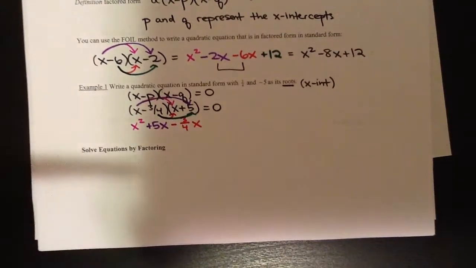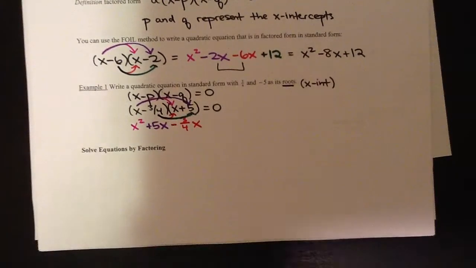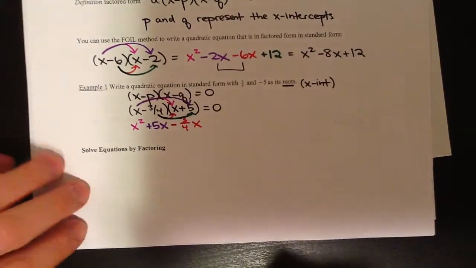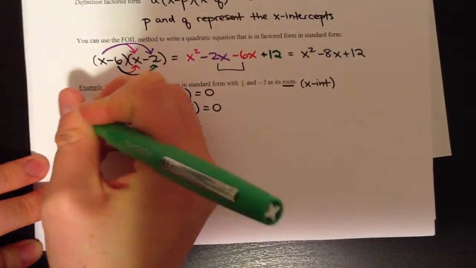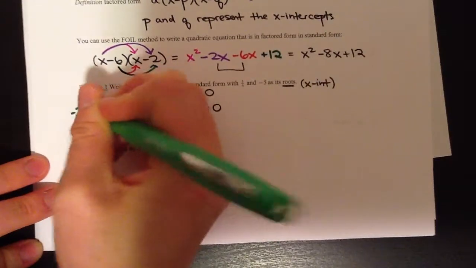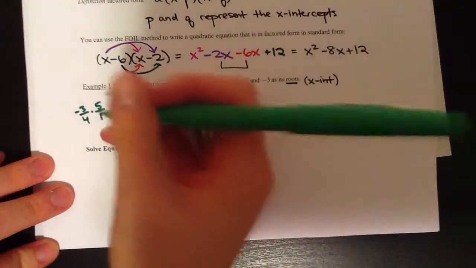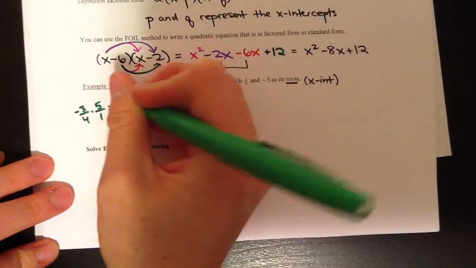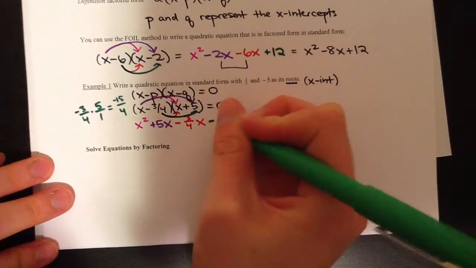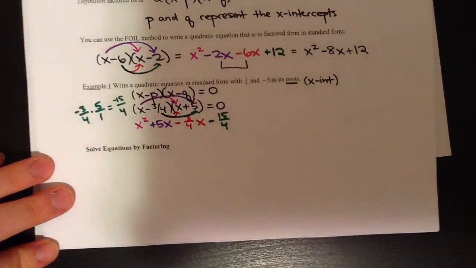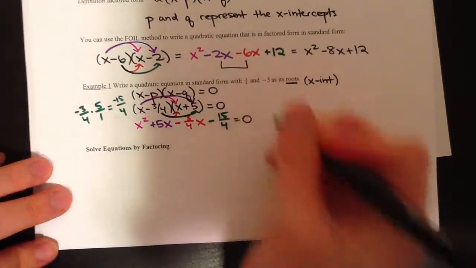And then the last, I multiply negative 3/4 times positive 5. So let's do, whoops, sorry. So negative 3/4 times 5, that's the same as times 5 over 1. So just a little side work here. So I get negative 15 over 4. So then I have minus 15 over 4 equals 0. So we are just about done here. The only thing is we're looking at this.